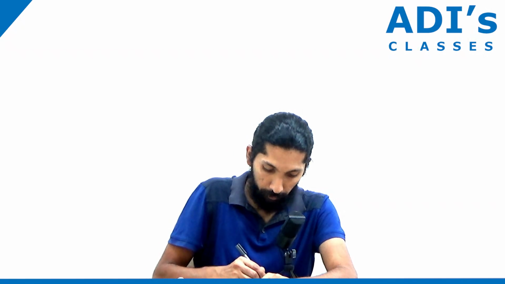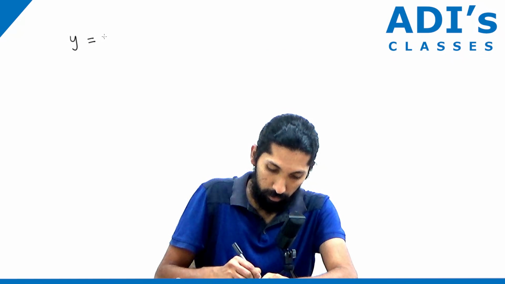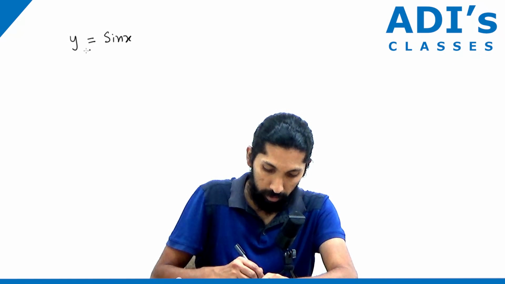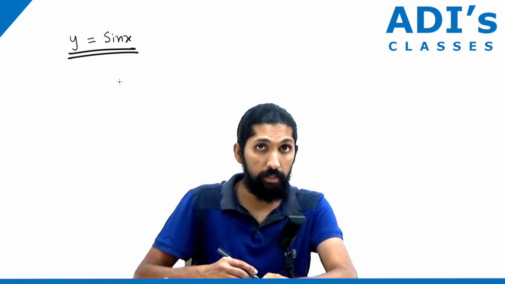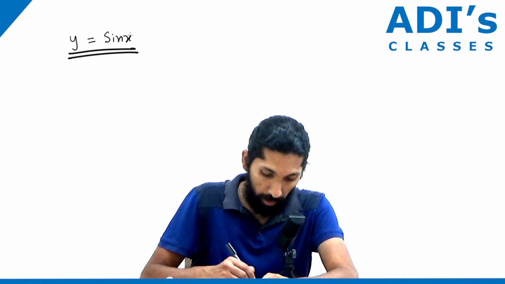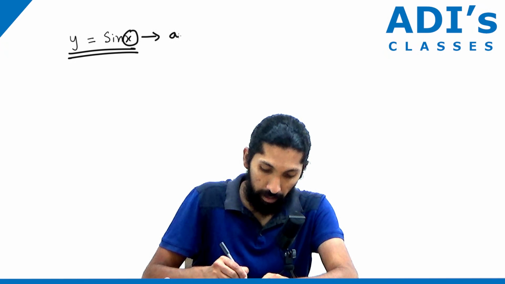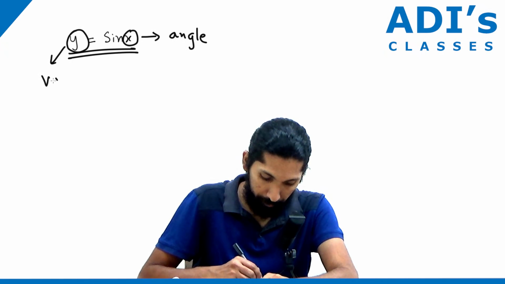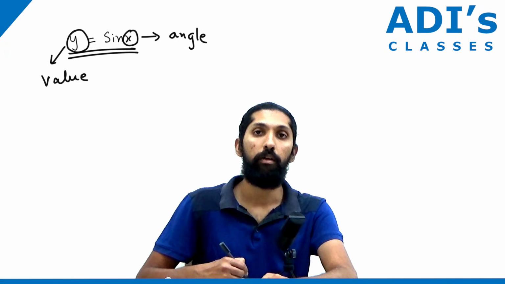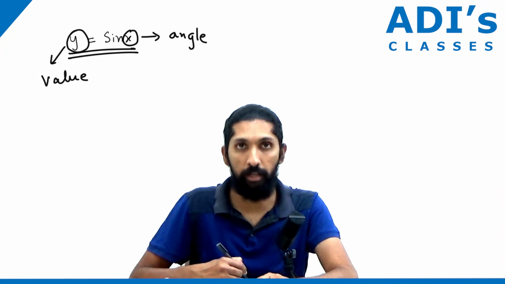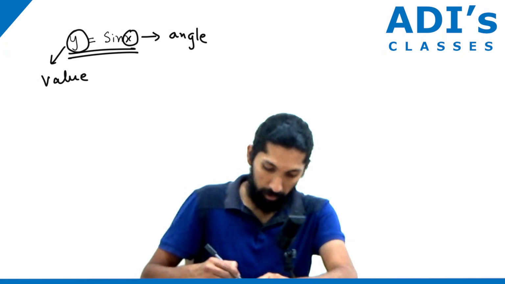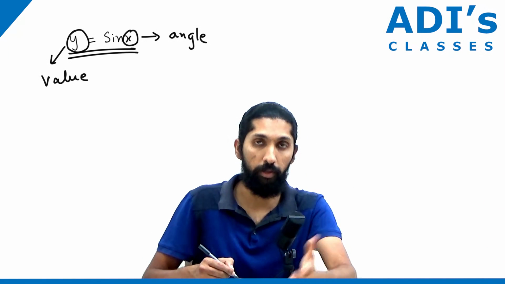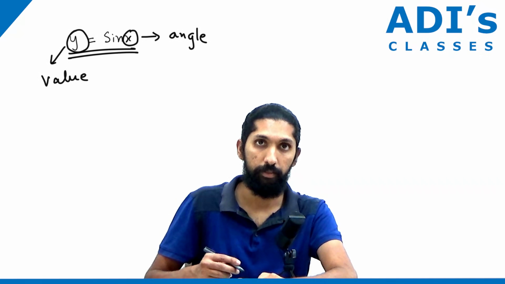So we have y is equal to sine of x. Here one thing I want you to understand is this part. y is equal to sine x. x is going to be the angle and y is going to be the value. So we have value and we have angle. Now in this case, first I'll show how to draw the graph, then we'll look into the graph part.